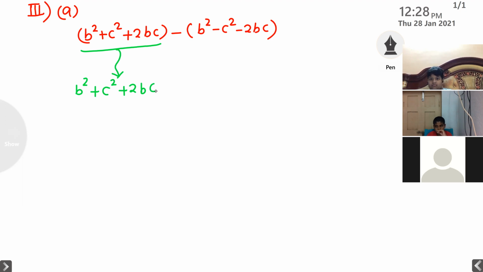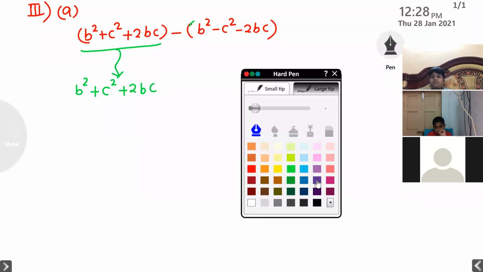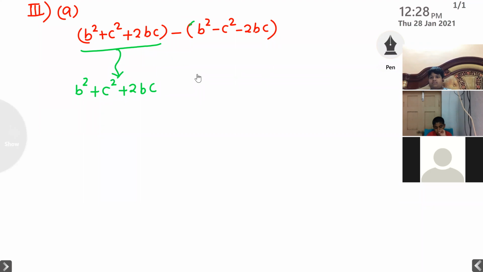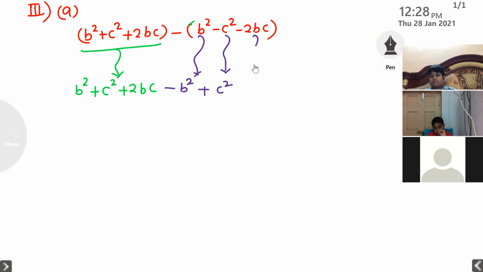But in the second expression, all signs will change. Why are we changing all signs? Because we are going to do subtraction. Before the bracket, what is there? Minus sign. It means inside the bracket, plus b square will change into minus b square, minus c square will change into plus c square, minus 2bc will change into plus 2bc.